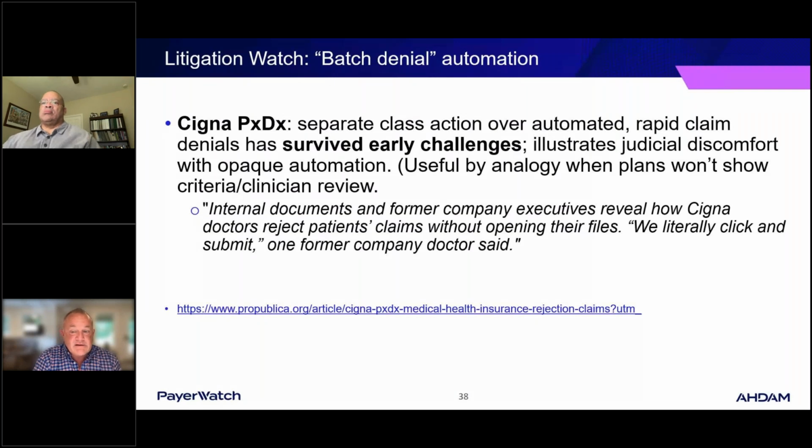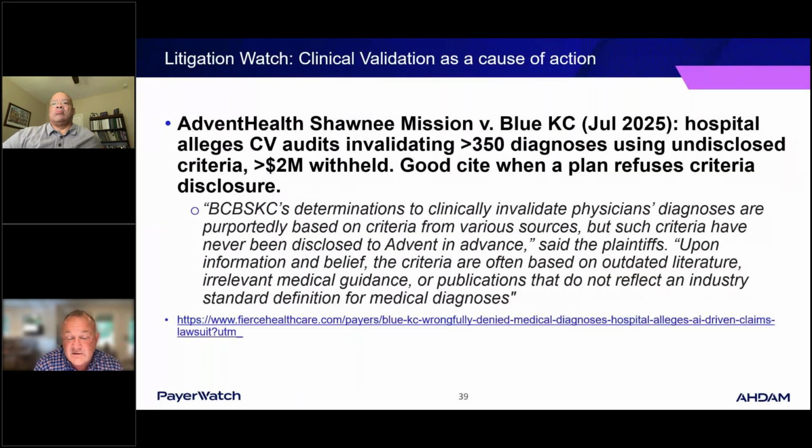This just came out in July of 2025. Advent Health sued the Kansas Blues, their Shawnee Mission Hospital, specifically over clinical validation audits, going over about 300 to 400 diagnoses and using, quote, proprietary and undisclosed criteria and recouping about $2 million.